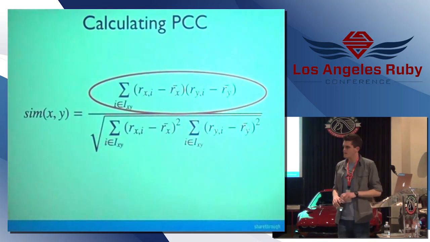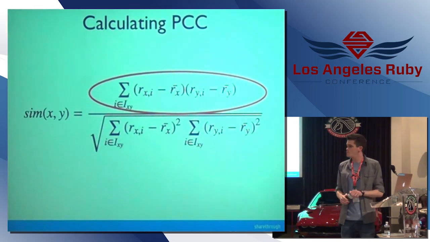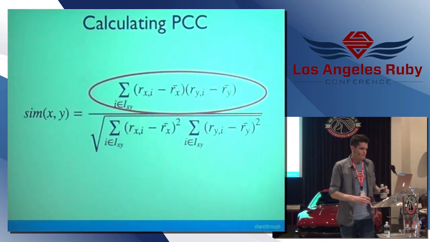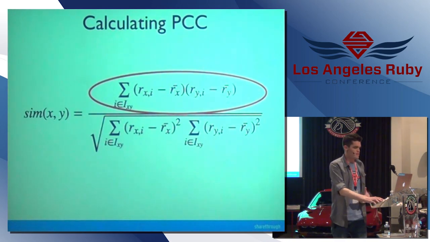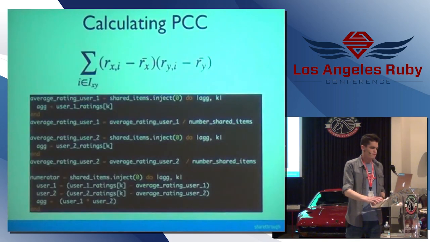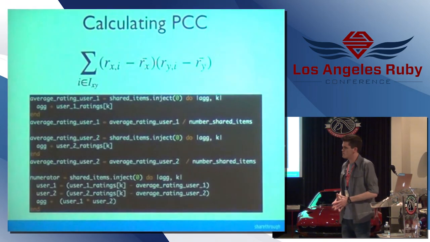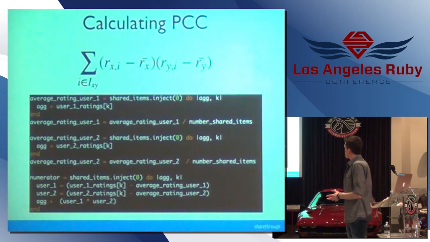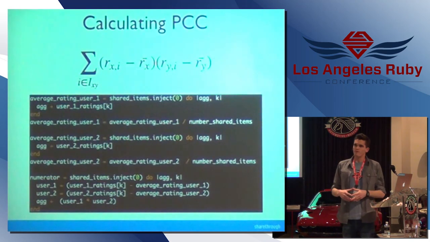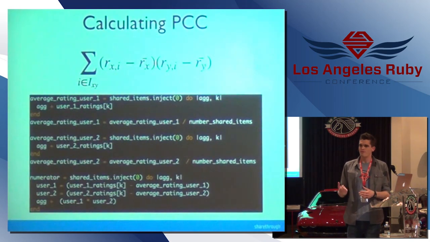So the next thing we'll look at is let's attack the numerator of that equation. Again, it kind of looks a little bit scary, but when we break it down, we'll see it's actually much simpler. So if we pull that up and we start to look at the Ruby code, we'll see that what you're doing is you're basically taking averages and then subtracting each individual measurement that you observe from those averages.